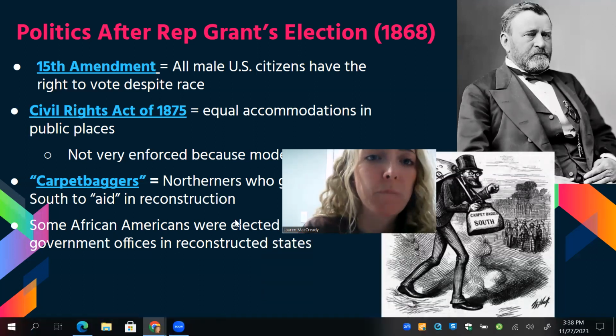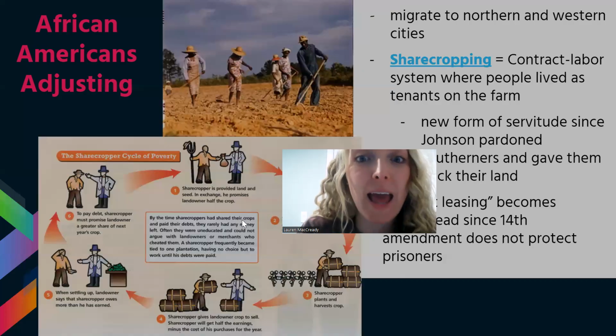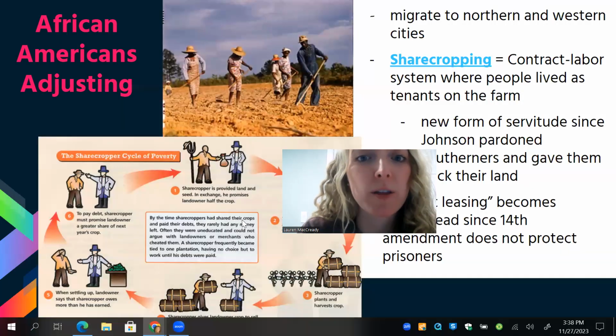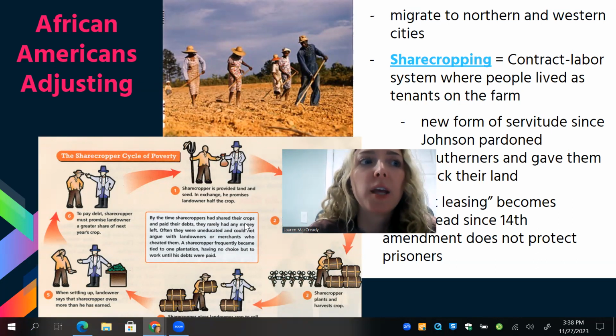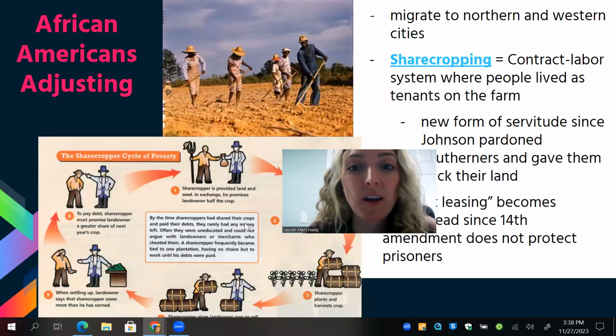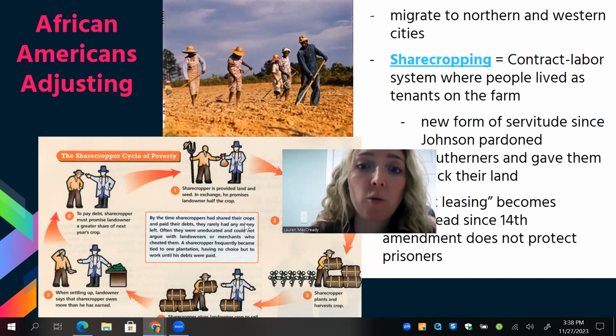Okay, the end of Reconstruction. So now we're in the final round, which we call Southern Reconstruction. We're going to go into this a little more in the next unit, but one of the things that starts happening towards the end of Reconstruction is that it starts to lose steam. The Northern Republicans start to, I won't say not care as much, but pay less attention to the plight of the Southerners, Southern freedmen, the former slaves.